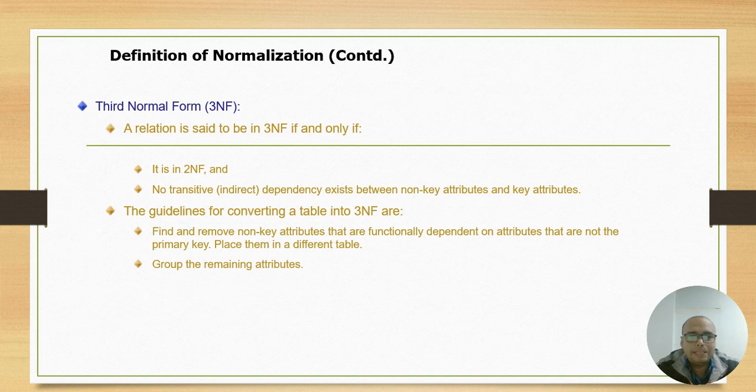Obviously, those that are not the primary key may support duplicate values, guys, right? Because the primary key, as I told in previous videos, never supports duplicate values, the primary key is always unique, and the primary key never supports null values, right? So those that are not the primary key, place them in a different table. So group the remaining attributes.